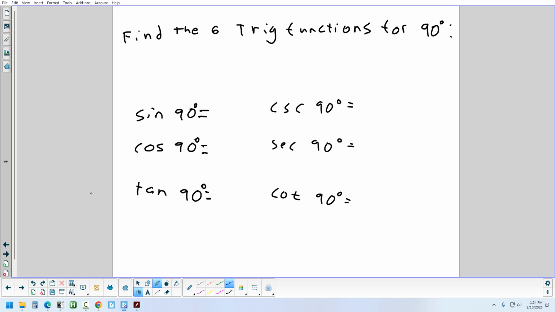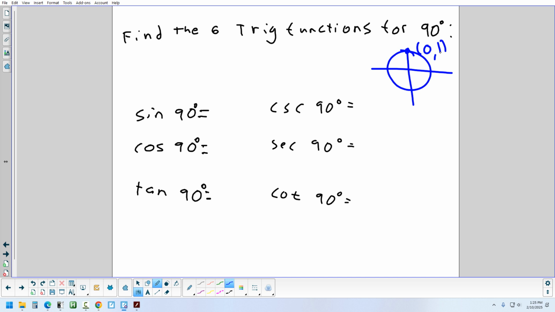Okay. So if you're not sure where 90 is, draw a diagram. Where's 90 on that circle? It's the one at the top. What's the coordinate at the top of the circle? 0, 1. There you go. Now we have the coordinate. We can fill it in. We can do all 6 trig functions.